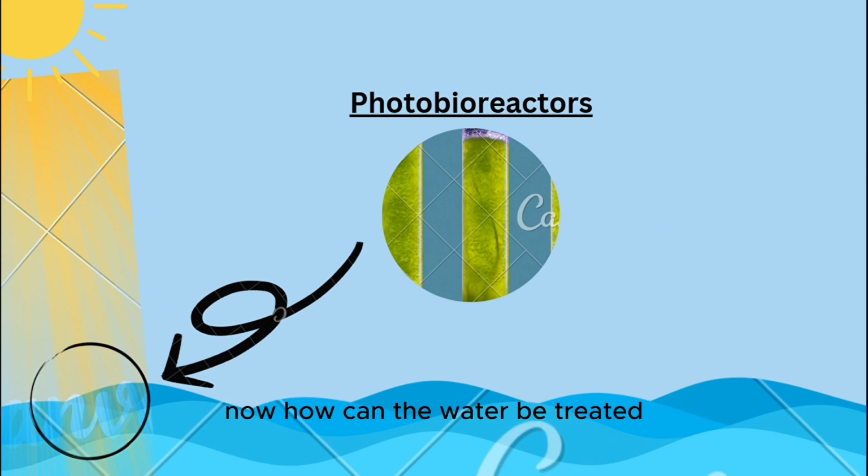Now, how can the water be treated? We can apply a photobioreactor to treat the water, and this can be done by finding a spot in the river that receives the highest concentration of sunlight and placing the photobioreactor there.